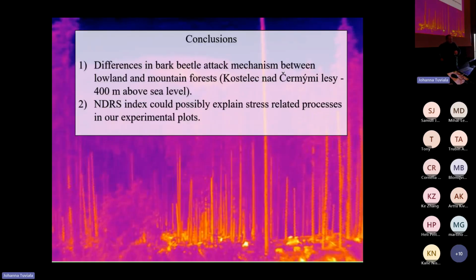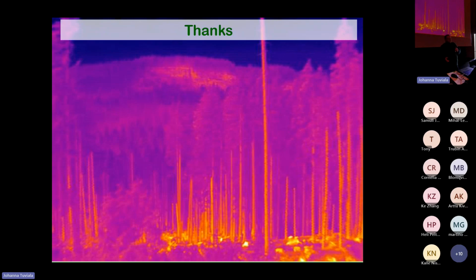To conclude, I think there are differences in beetle attack between mountains, where beetles tend to attack forest edges, and lowland, because this coastal Lessie was at low elevation, 400 meters. And it seems that at low elevation, beetles don't like to attack forest edges. And this new index, NDRS, could explain our data, but we need more work. Thanks, and this is all.